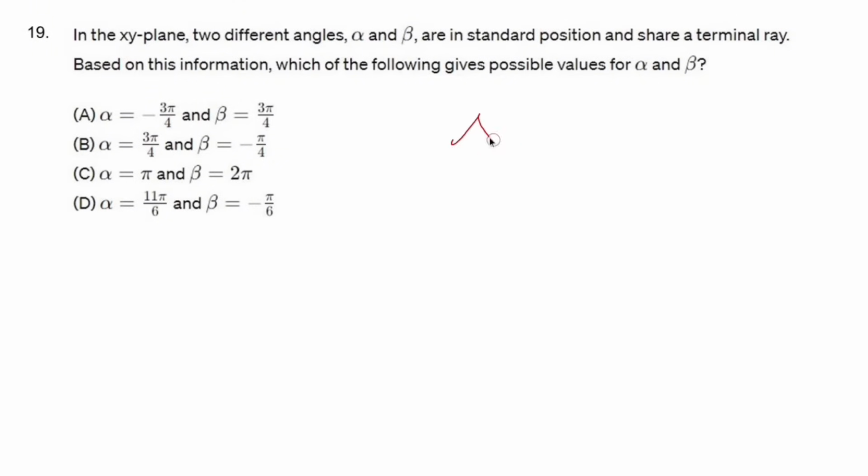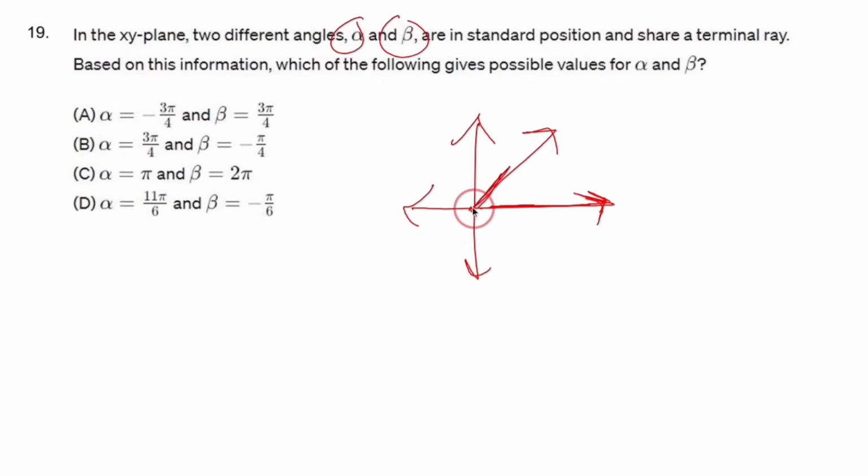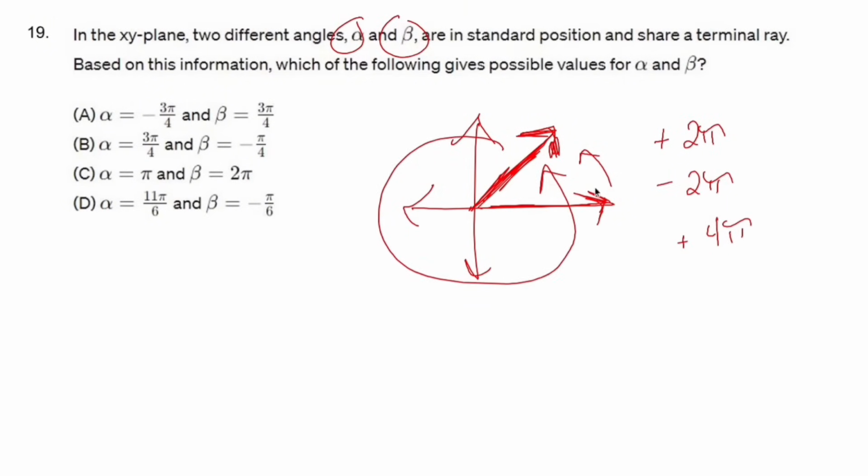What does that mean? Well, if you were to graph something, here's your regular initial ray, and then your terminal ray is going to show up like this. Both of these guys will look like this, have the same exact picture. So whatever this is, if I have another one, it's because you added 2 pi or subtracted 2 pi or added 4 pi or whatever. You spun around again and got the same exact thing. Or maybe you spun around in the opposite direction, which is what minus 2 pi would be. So based on this information, which of the following gives possible values for alpha and beta. So they're going to give you two equations.